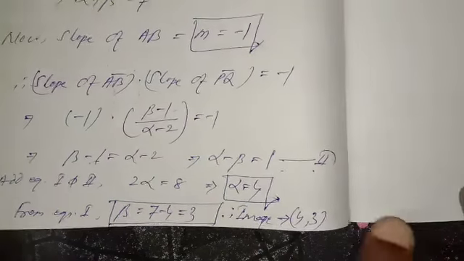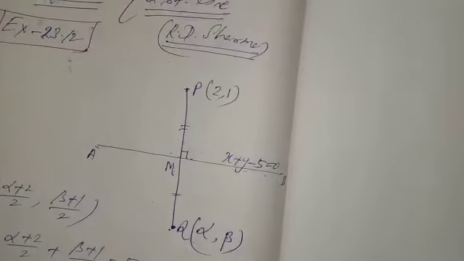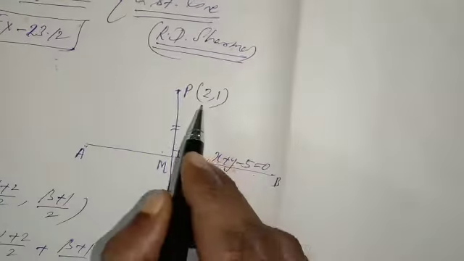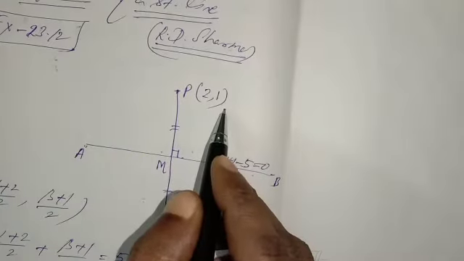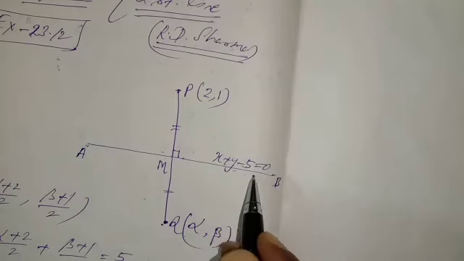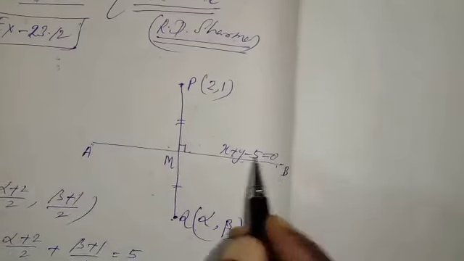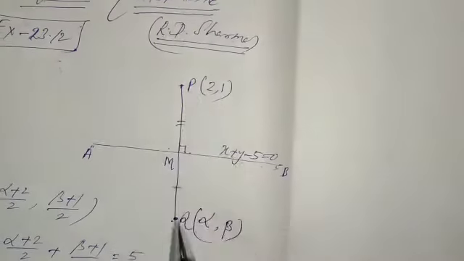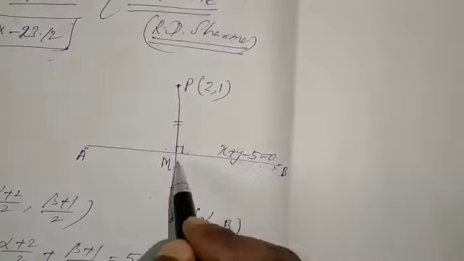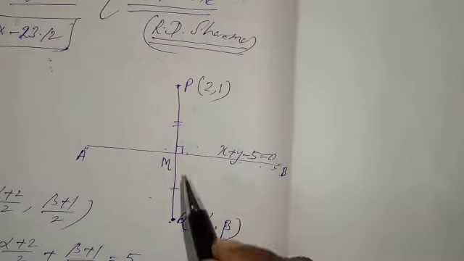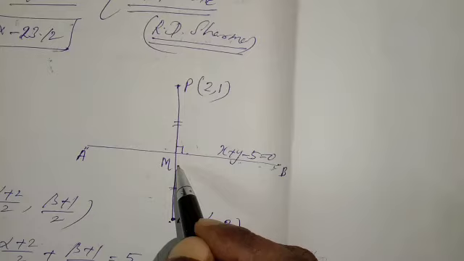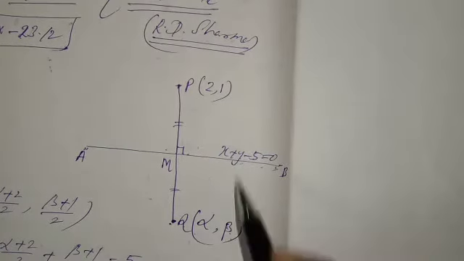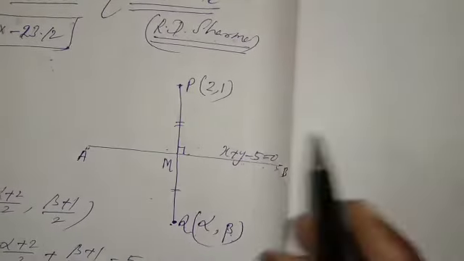Let me explain again. First of all, you have to draw the figure. The question given: find the image of the point (2, 1) with respect to the mirror line x + y - 5 = 0. The image point means, whenever AB is considered the mirror line, the image will be Q, and M is the midpoint of PQ. How will we find the midpoint M? That is (alpha + 2)/2, (beta + 1)/2, using the midpoint formula (x1 + x2)/2.